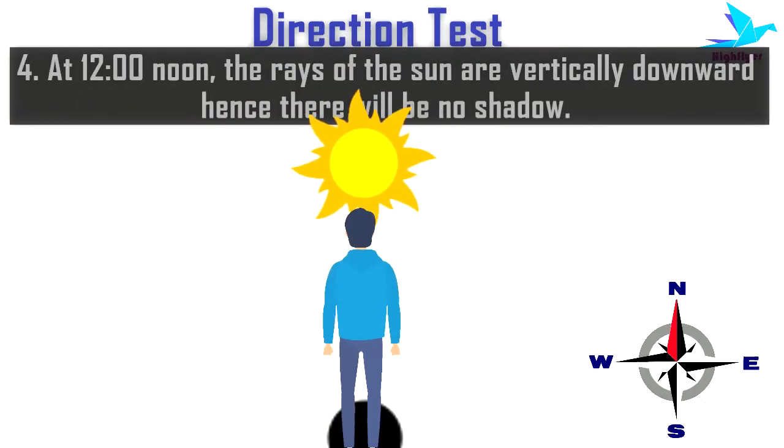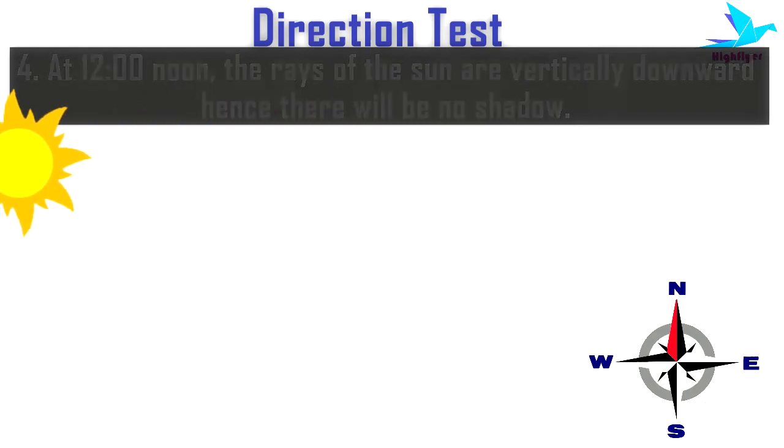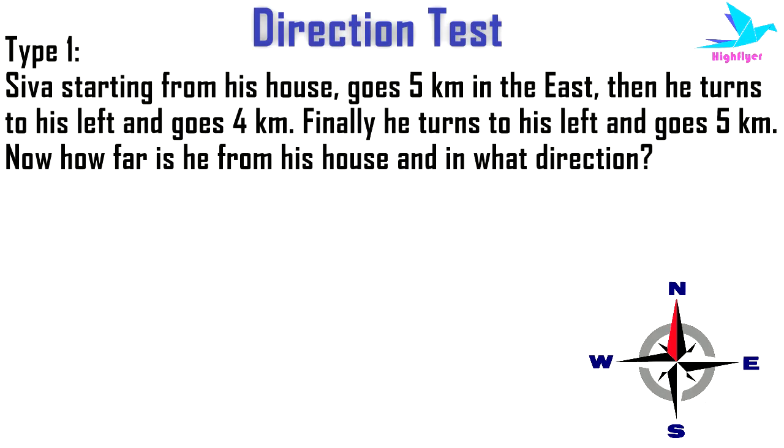Next point, at 12 noon, the rays of the sun are vertically downward. Hence, there will be no shadow, or there will be the smallest possible shadow right at the feet of the object. Now let's look at some questions to understand the concept more properly.